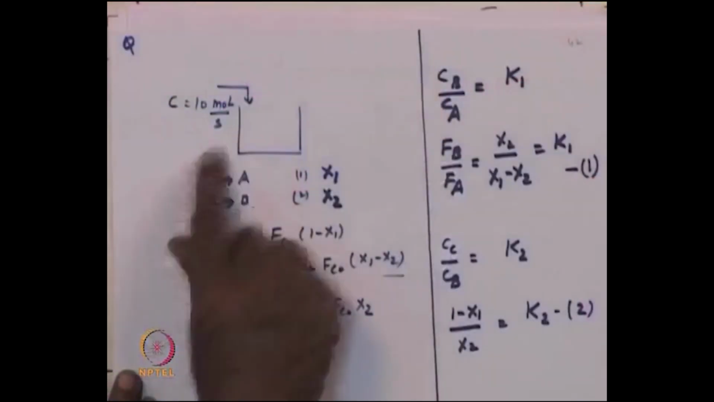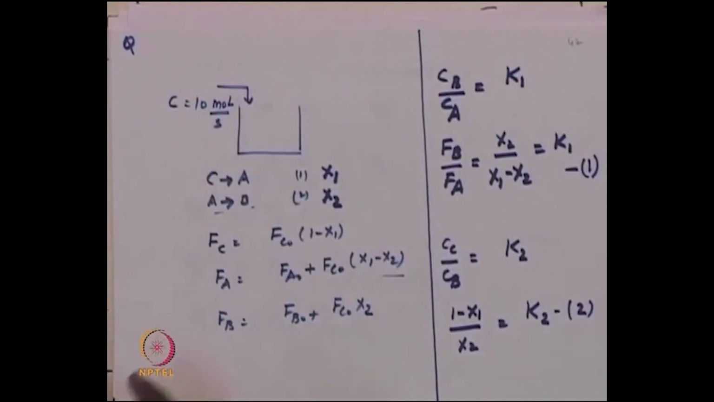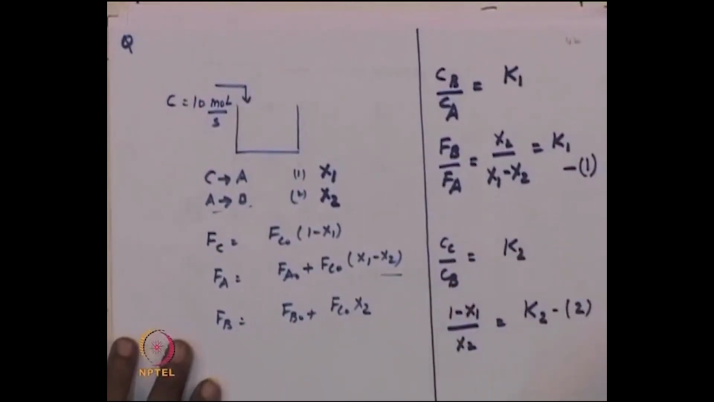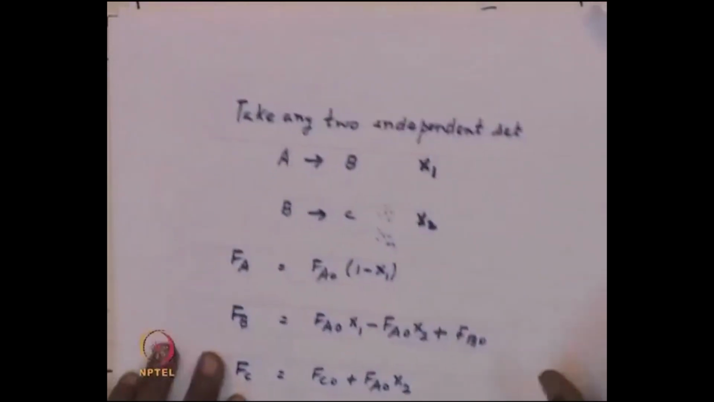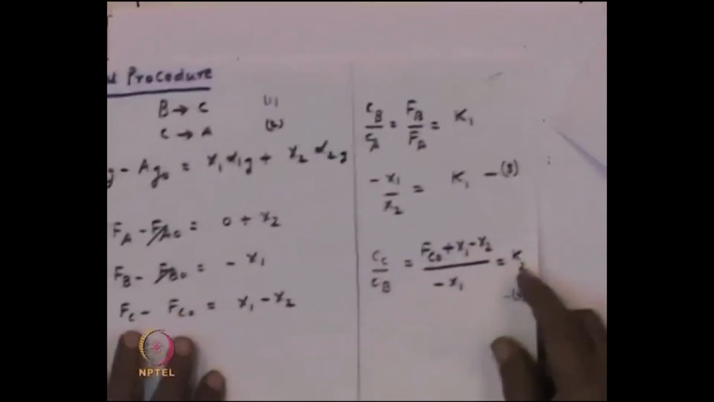So, let us do the same problem in a slightly different way. What is the problem we want to solve? I have just taken this example, C is coming in as 10 moles per second. I want to find out the values for F_A, F_B and F_C. We already solved this problem, we know the answers, but we want to repeat this using the general approach that we have given in our class. What is our general approach?